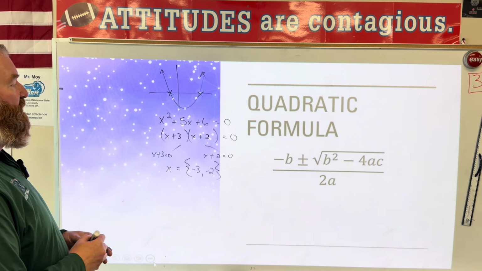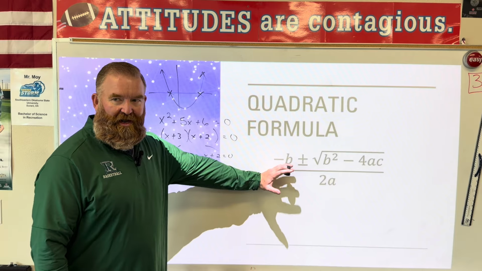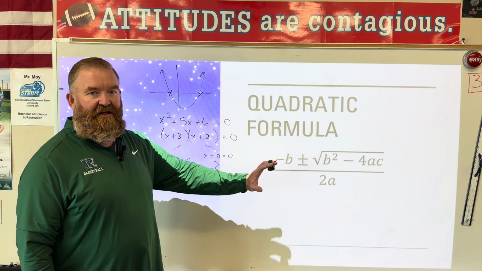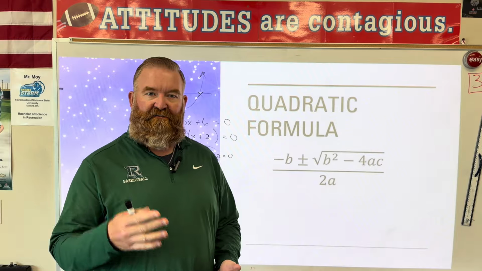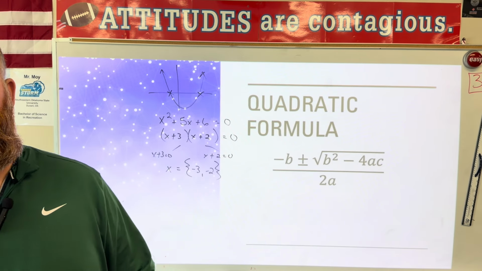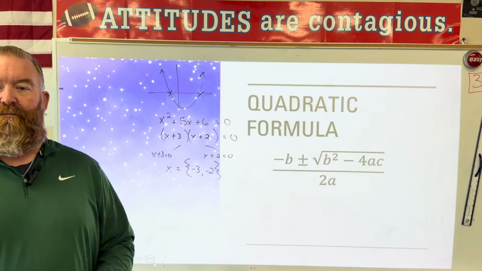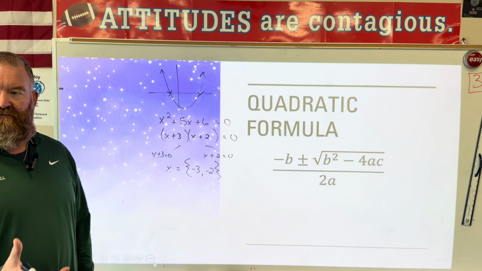Today we're going to talk about the quadratic formula. Now, this is it. I know it looks a whole lot worse than it really is. Negative b plus or minus the square root of b squared minus 4ac, all over 2a. That sounds very complex. But I'm going to show you where stuff goes, and you can use your calculator to figure it out.